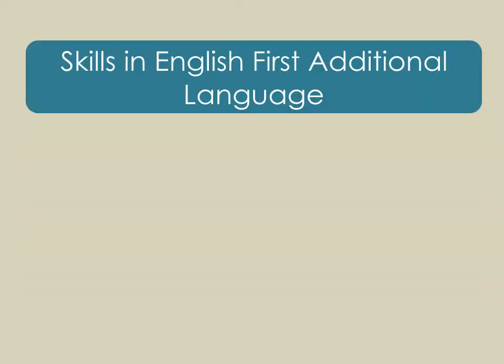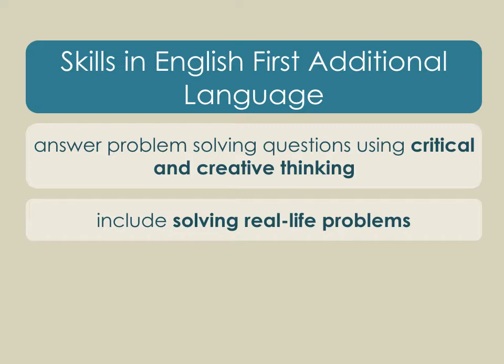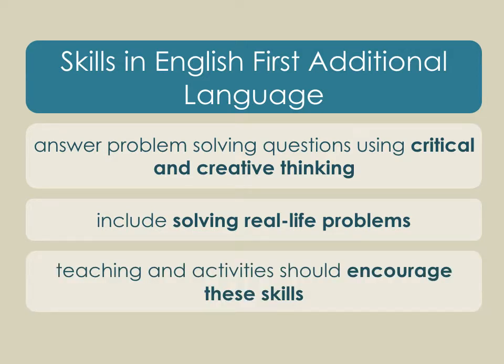What are the skills that we need to emphasize and develop in intermediate phase for first additional language? Well, the first is the learners need to be able to answer problem-solving questions, and in particular use critical and creative thinking. We need to make sure that when we are using examples and setting tests and assessments that we use real-life problems, because you want them to start developing the ability to solve these real-life problems. And then, of course, all the teaching activities that we do in the classroom should encourage these skills.